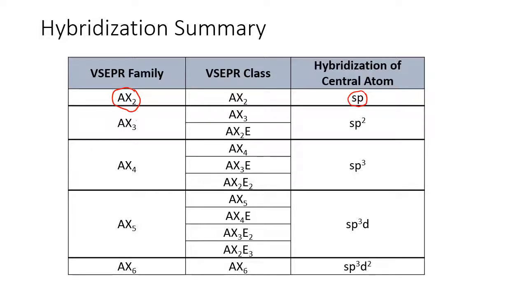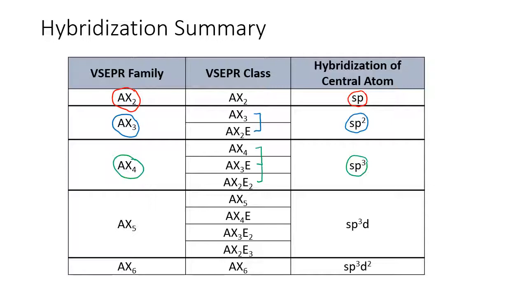If you draw a molecule and it falls within the AX3 family, it could be either AX3, trigonal planar, or AX2E, which is bent. The hybridization of the central atom will be sp2, 3 equal energy sp2 hybrid orbitals. If you draw a molecule and it's within the AX4 family, that could be AX4, which is tetrahedral. It could be AX3E, which is trigonal pyramidal, or AX2E2, which is also called bent. Any of those will be sp3 hybridized on the central atom.